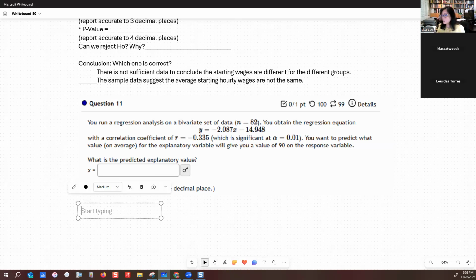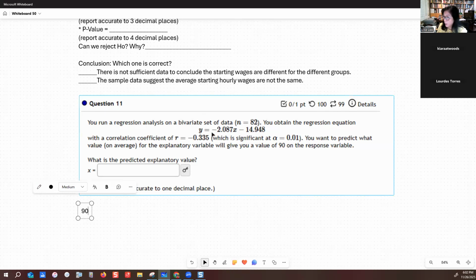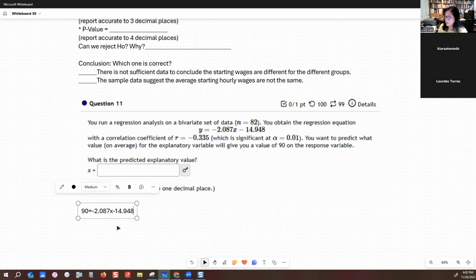So to solve this problem, you have to be very careful because this problem gives us the y first, okay? We give you a value of 90. So what you do, you have to replace the y by 90. Now the equation is there: y equals negative 2.087x minus 14.948, right? So you replace y by 90, then copy the 2.087x and minus 14.948. Just copy that equation.